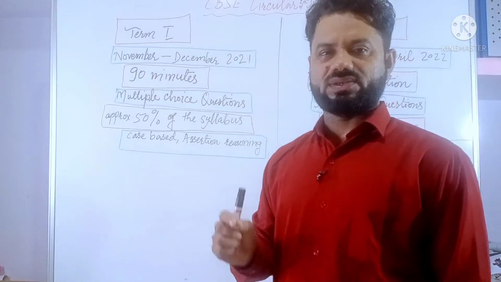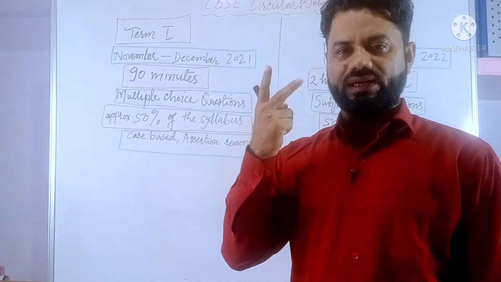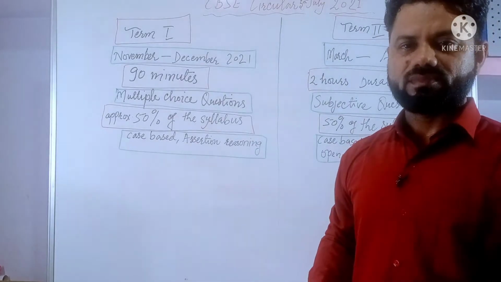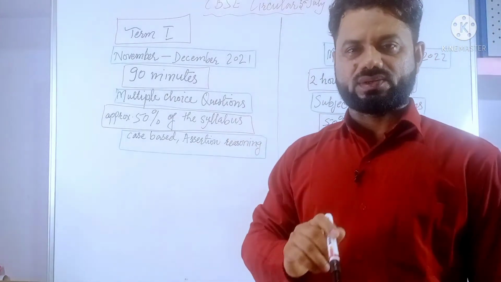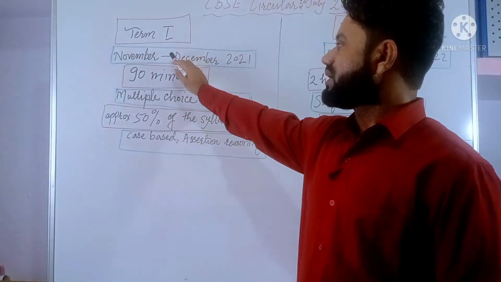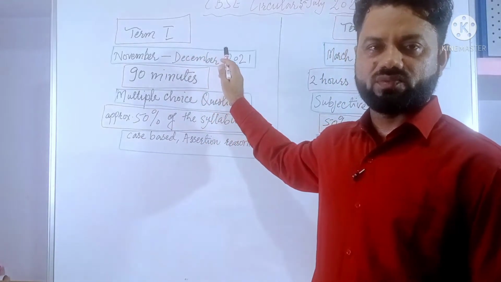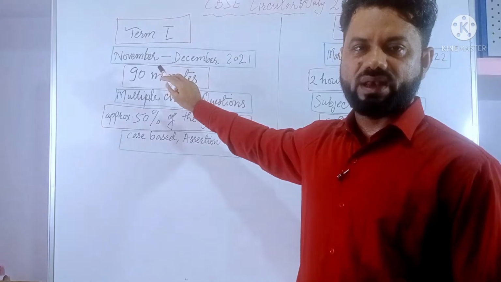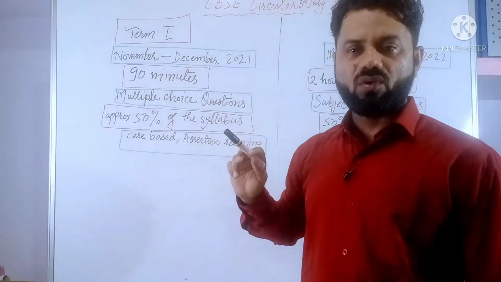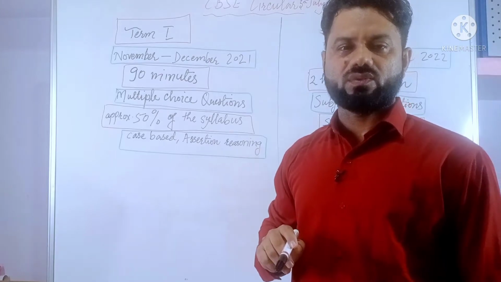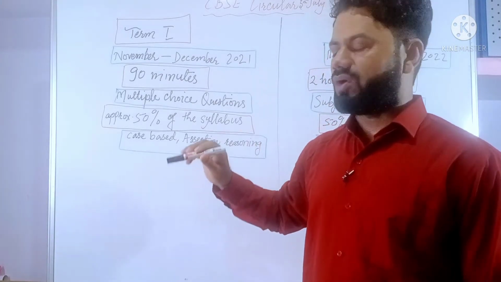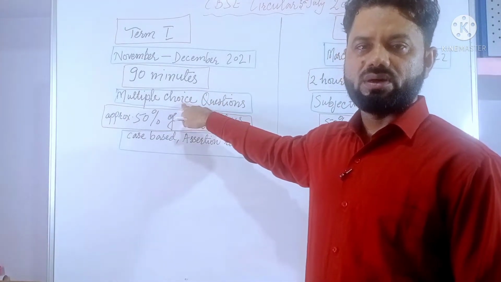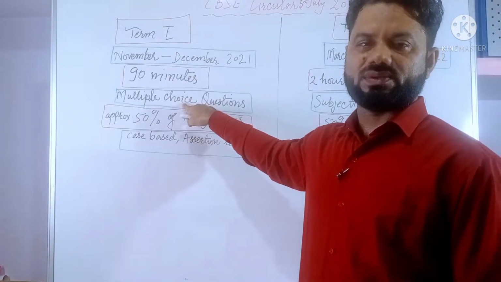First of all, the examination of board will be divided into two different terms, term 1 and term 2. Term 1 examination, first try to understand, first term examination will be conducted in November and December 2021. Examination duration will be of 90 minutes on the OMR sheet. The response of the students will be given on the OMR sheet, whereas the question paper will have multiple choice questions.